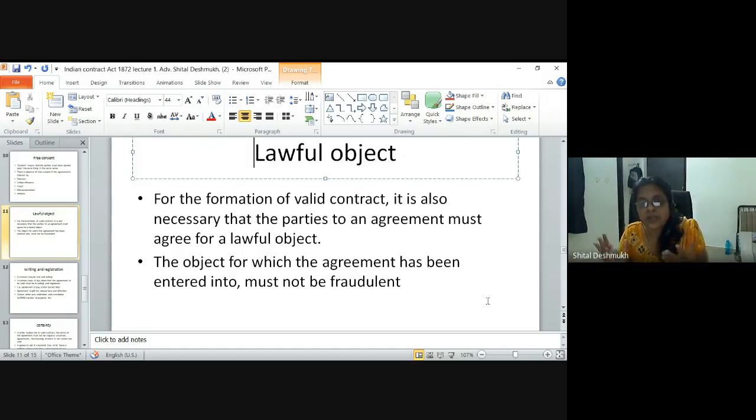So the object should be lawful. A wagering agreement or an agreement related to money laundering or the like, these objects are unlawful. So that contract is not valid in that sense. So for a valid contract, the object should be lawful.